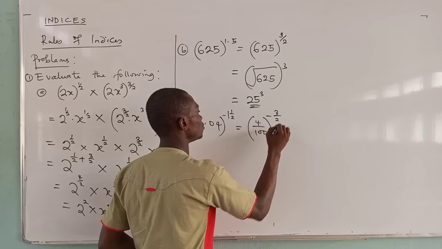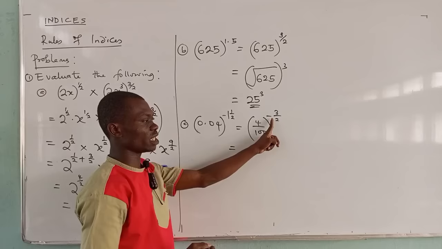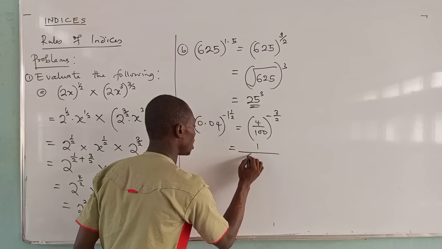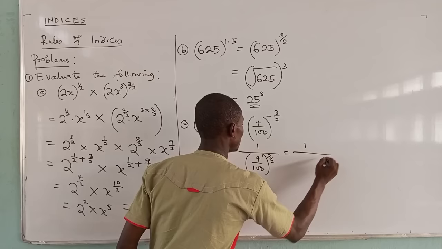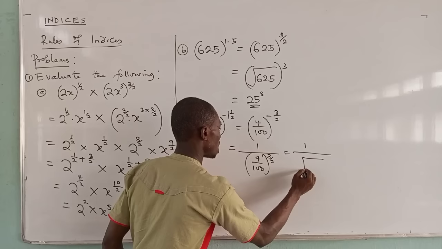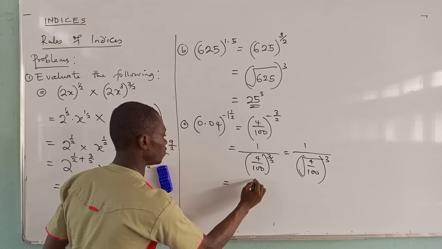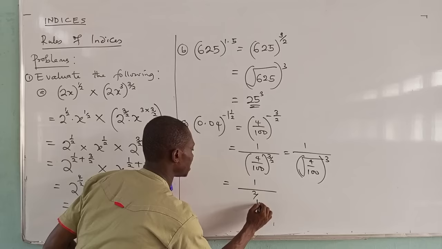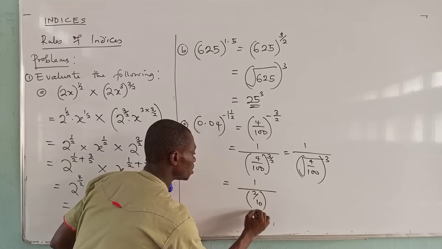And the negative index rule says that when I have a negative power, it is the same thing as 1 all over 4 over 100, all raised to the power of 3 over 2. And this is going to give me 1 all over, remember the fractional power, the denominator becomes a root. And so I have the root of 4 over 100, all raised to the power of 3. And this is going to give me 1 all over, the root of 4 over 100 is 2 over 10, because the root of 4 is 2, the root of 100 is 10. And everything is raised to the power of 3, which is going to give me 1 all over 2 raised to the power of 3.